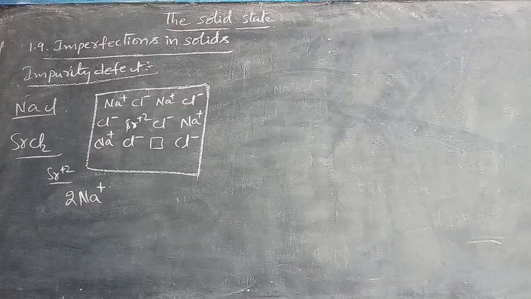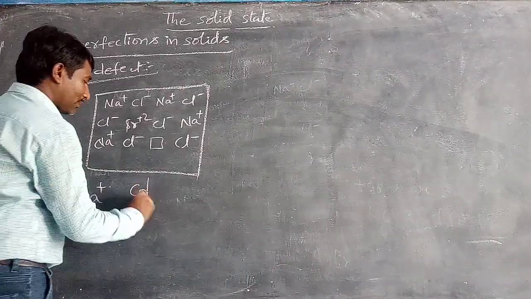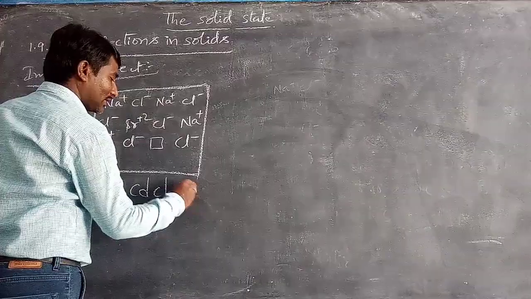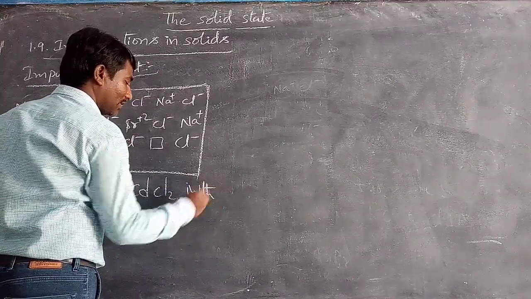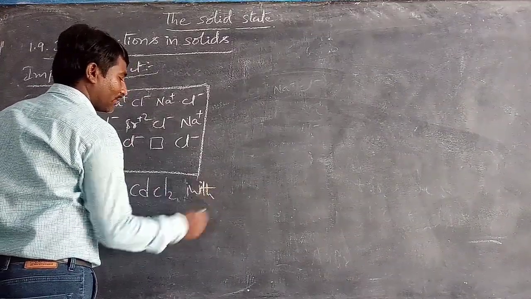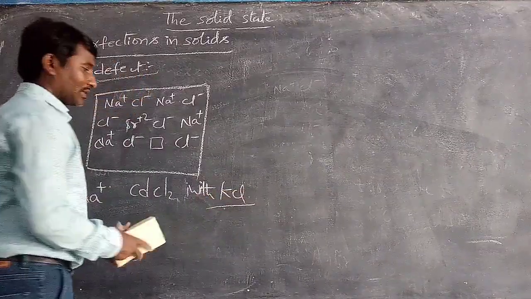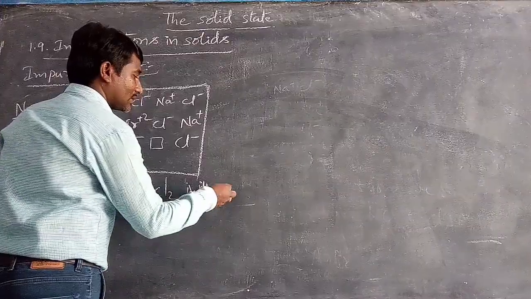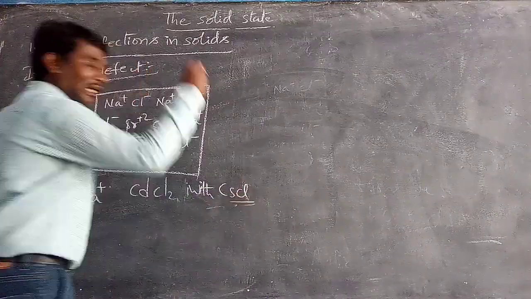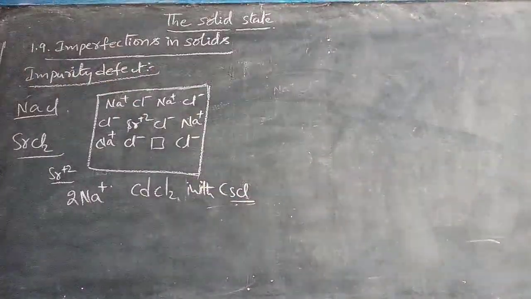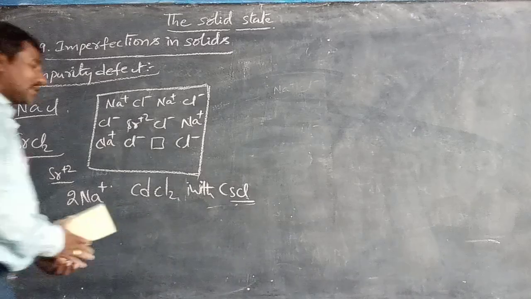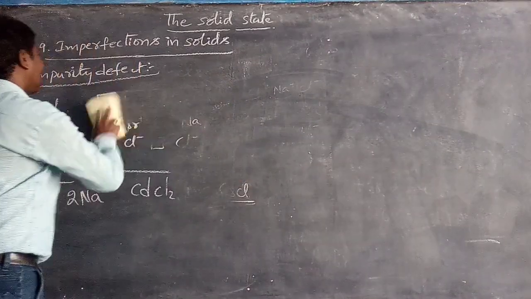Another example is cadmium chloride with KCl or CsCl. Another example. Then this is the impurity defect.